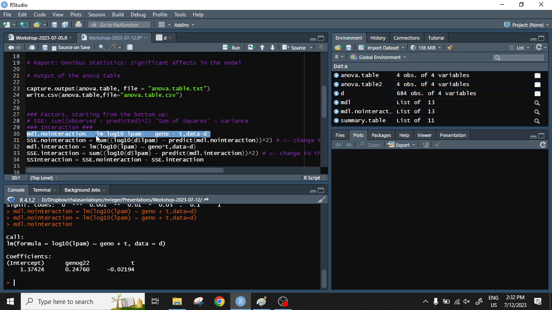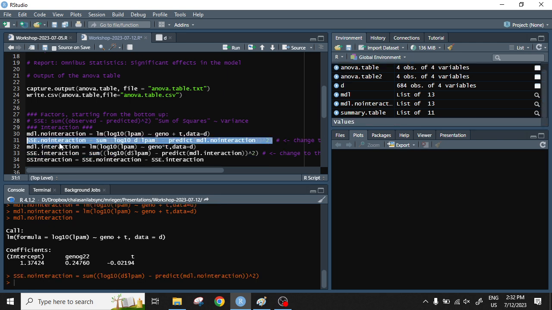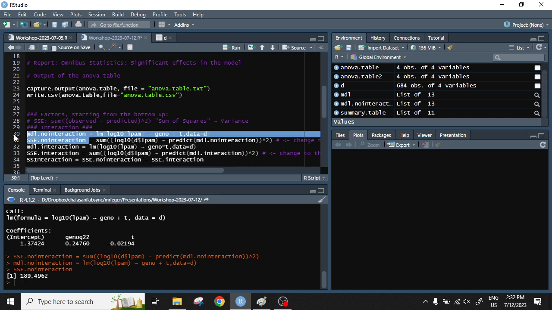And then if I do the sum of squares, this is the observed values, and then this is the predicted values. To get the predicted values, by the way, all you have to do is run predict on the model, and it calculates what the predicted values are for each of those things. So if I run the sum of squares for that model, that's some number, right? So if you look at this, that is 189.4962, right? So you can see where this number is coming from.